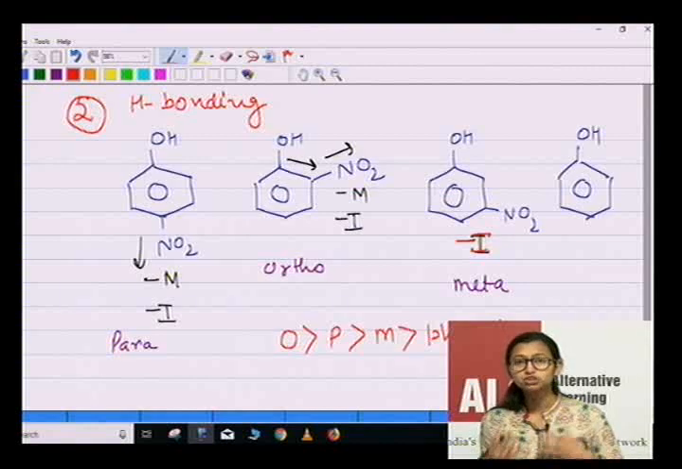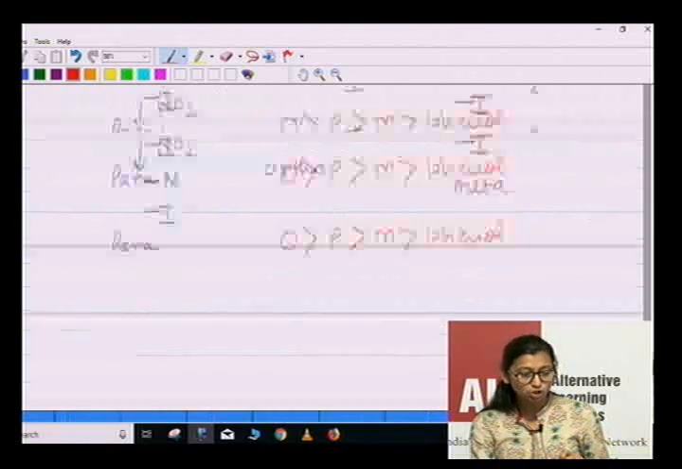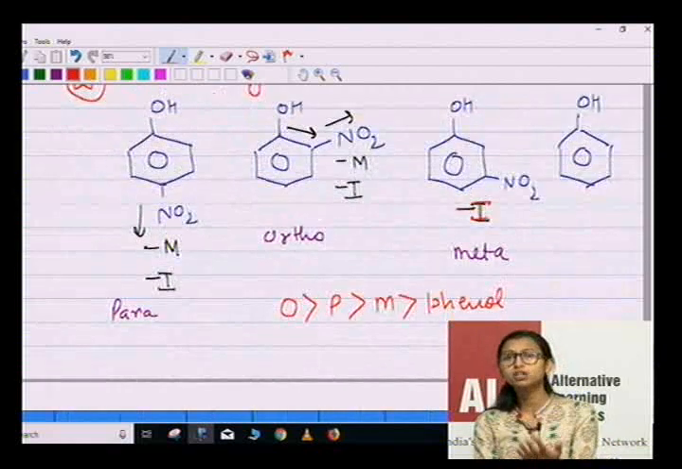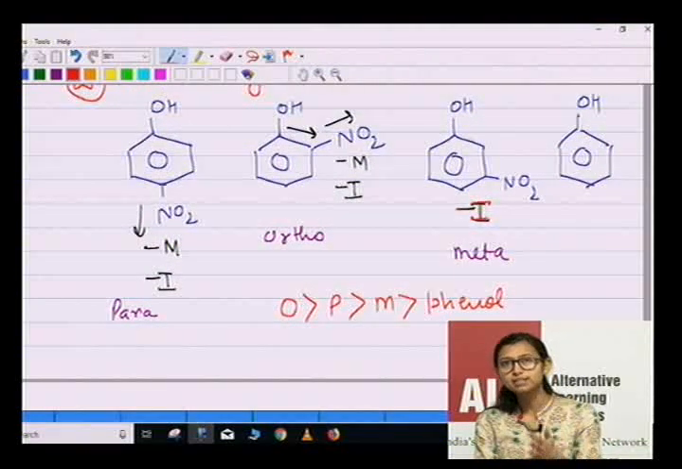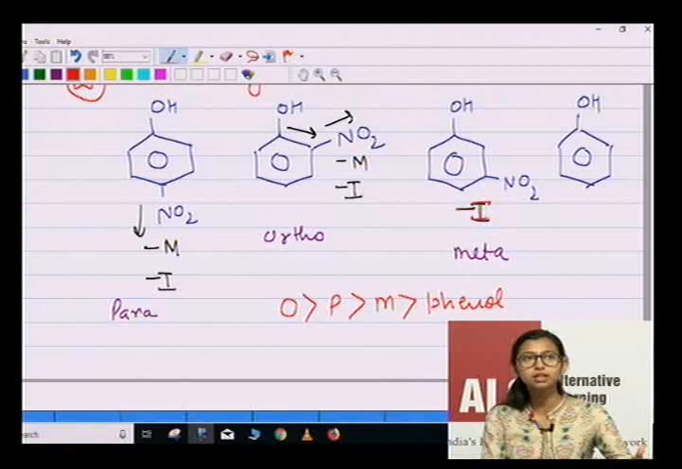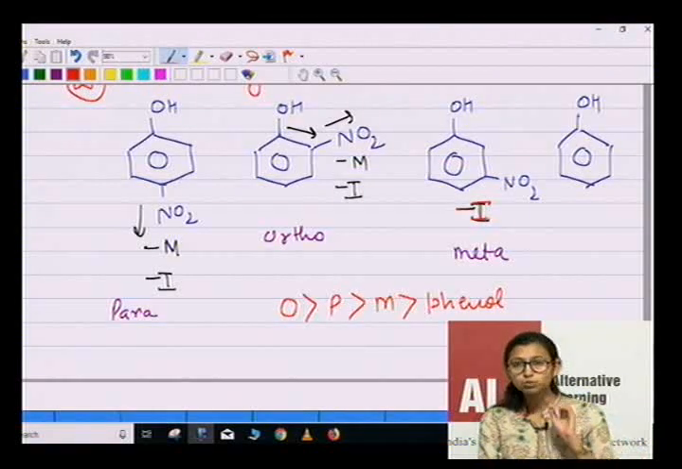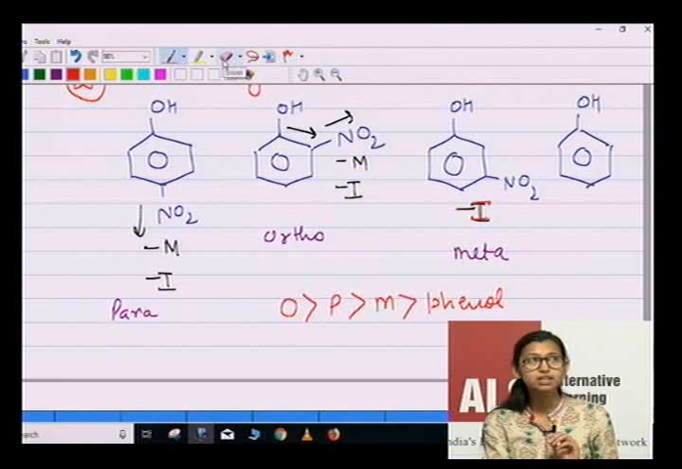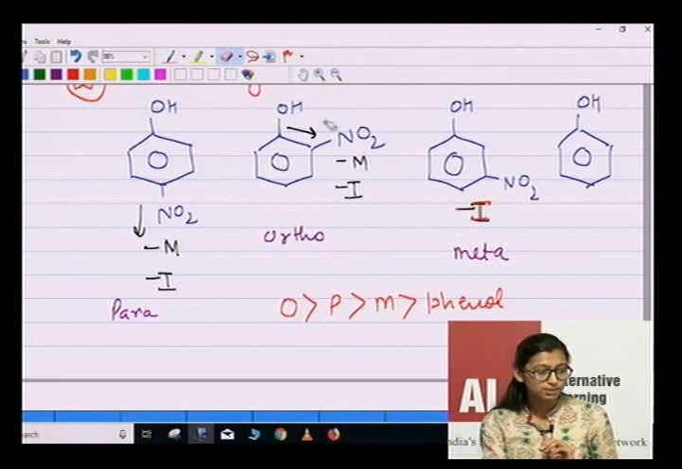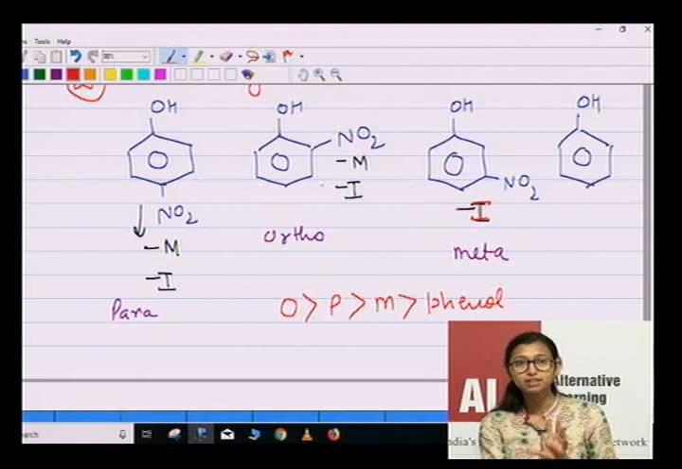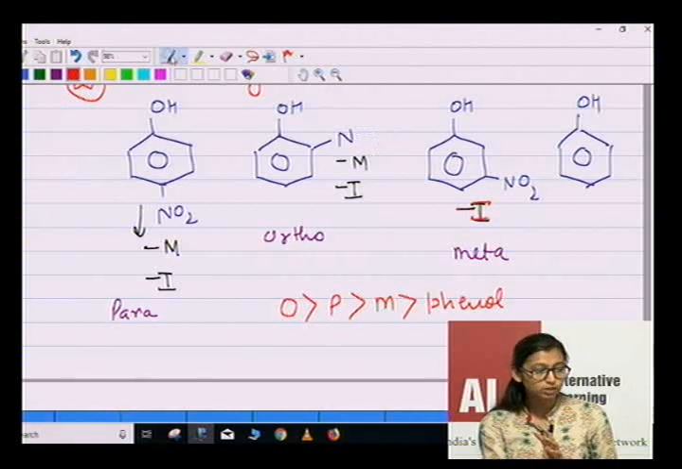Because here what actually happens is, this is the order which should be there according to our knowledge. We understood the minus M, minus I, everything, so this should be the order according to our knowledge. But what happens now? Now everyone look at the screen. Because this is an ortho-nitrophenol, you remember that there is the chance of intramolecular H bonding. This is the oxygen, I am making the structure, okay? This is the acidic H and there is the oxygen, there is the chance of intramolecular H bonding.